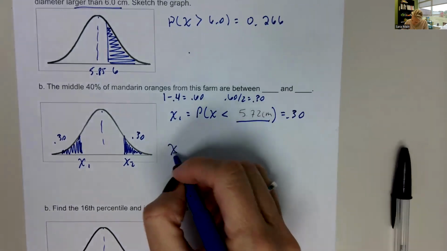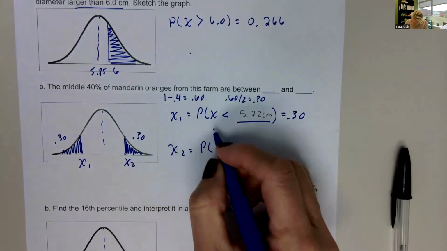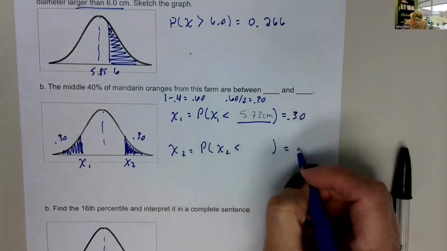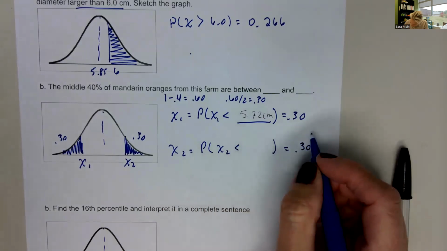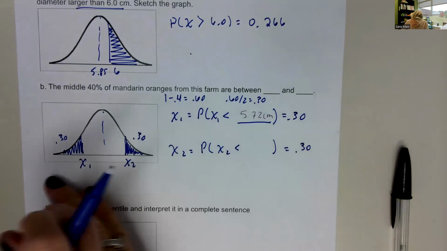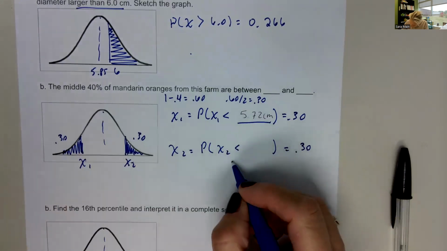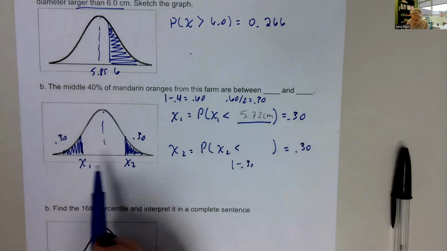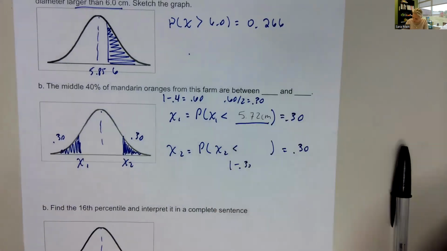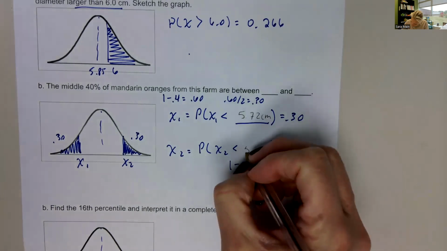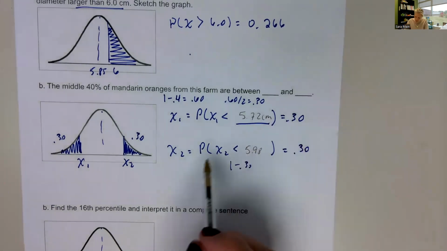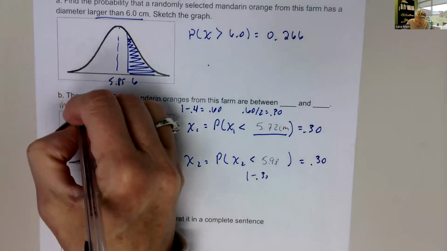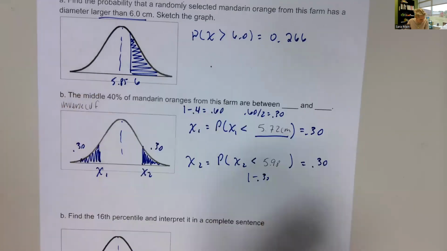Now x2, we have to treat a little bit differently. The x2 is less than, and this is 0.3, but we have to write it as 1 minus 0.3. So it's really all the shaded version over here. And that comes out to be a diameter of 5.98. So note, for both of these you would use the inverse CDF.